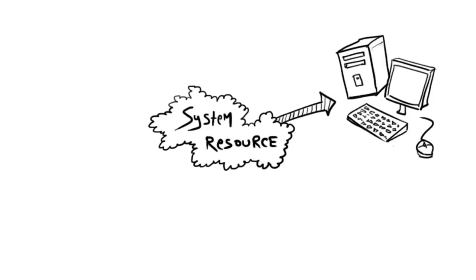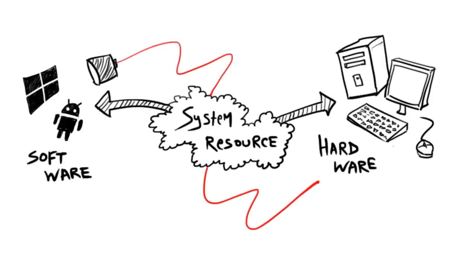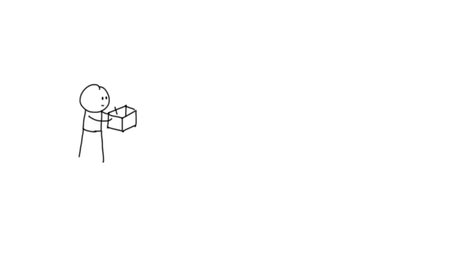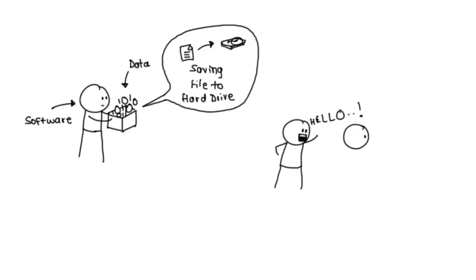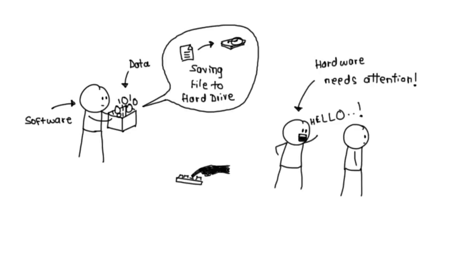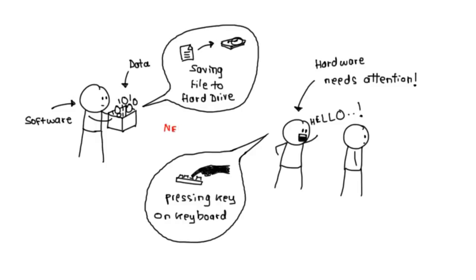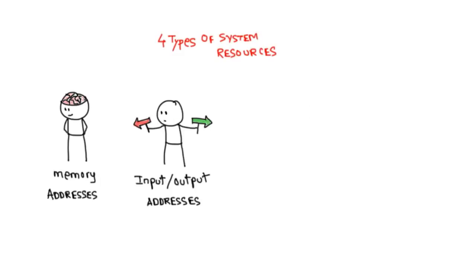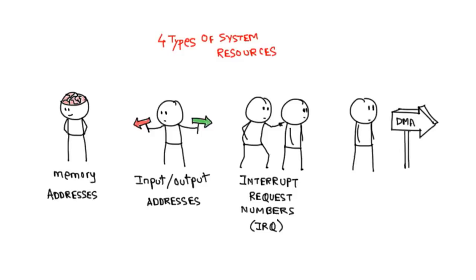A system resource is a tool used by either hardware or software to communicate with each other. When software wants to send data to a device, such as when you want to save a file to a hard drive, or when the hardware needs attention, such as when you press a key on the keyboard, the hardware or software uses system resources to communicate. There are four types of system resources: memory address, input-output addresses, interrupt requests, and direct memory access channels.